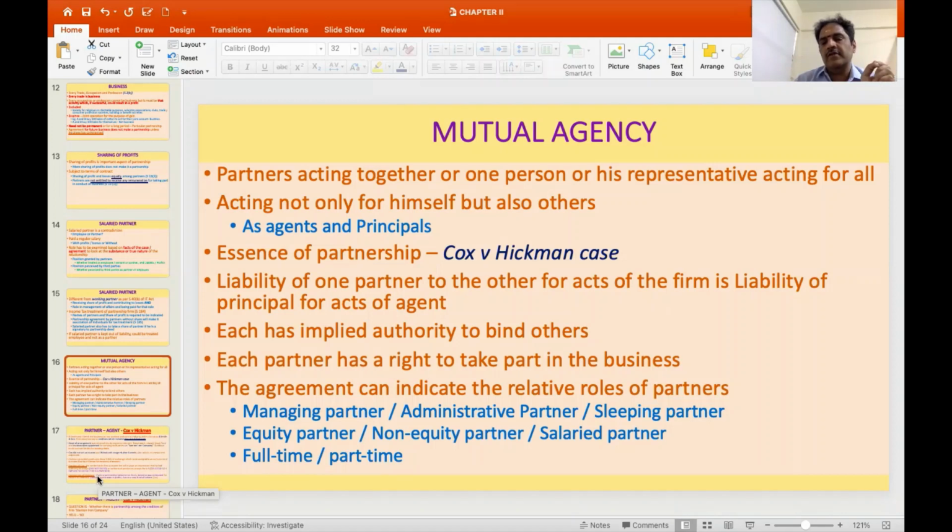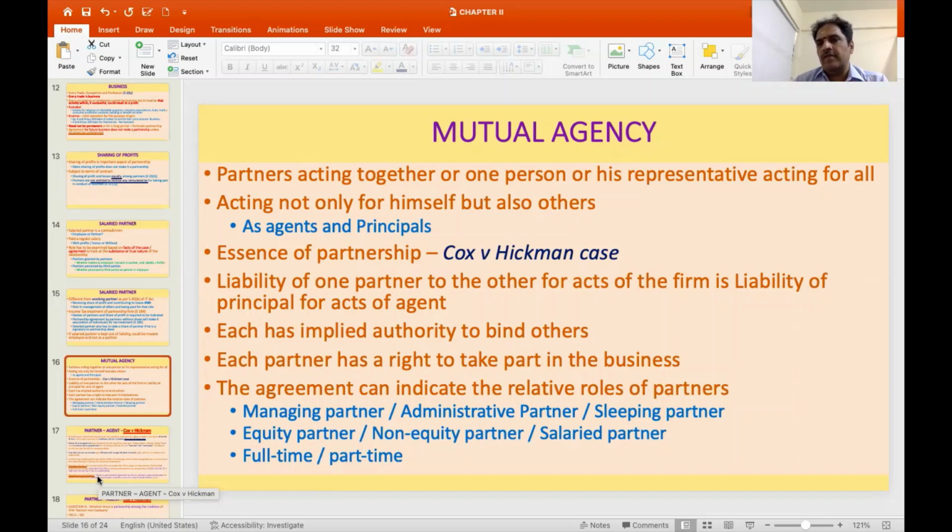So the essence of partnership is captured and enunciated in the case of Cox versus Hickman. I will talk about it in the next slide. Then the liability of one partner to the other for the acts of the firm is the liability of principal for the acts of the agent. Each partner has an implied authority to bind the others. Each partner has a right to take part in the business. So these provisions on the rights and duties of partners make this relationship more like an agency relationship, and that's the reason why mutual agency is very, very important.